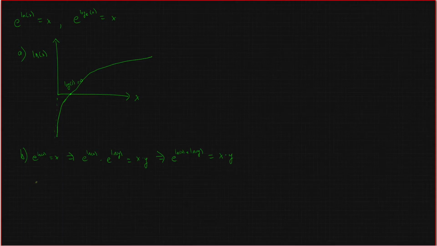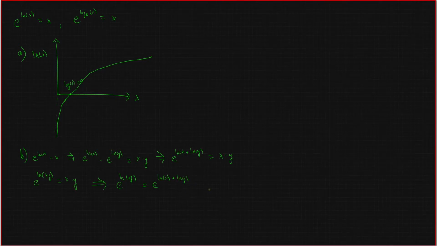So now if we take e to the ln of x times y, that should also be x times y, just by this definition right here. If we put in xy instead of x on this side, we should just see whatever's in the argument. So we put xy here, we should see xy on the right-hand side. So if we take these two and put them together, so this is x times y, this is x times y, then it must be the case that e to the ln of x times y is equal to e to the ln of x plus ln of y.